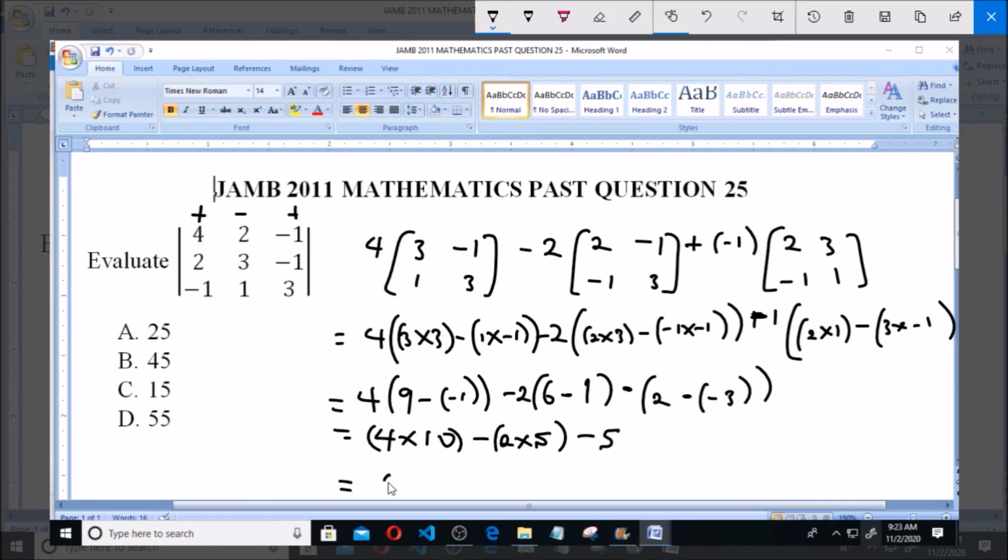Now this is equal to 40 minus 10 minus 5, and that is equal to 40 minus 15, and that is equal to 25, which is option A. So the answer is 25.